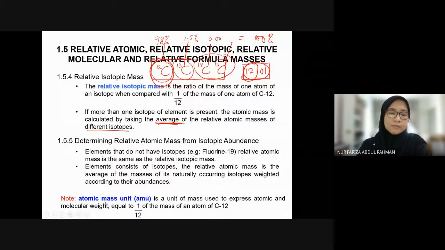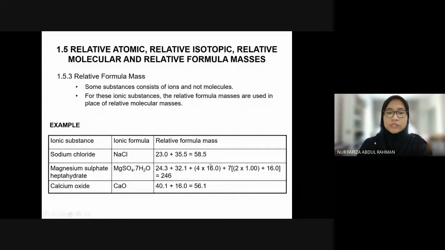So atomic mass unit, AMU, is a unit of mass used to express atomic and molecular weight, equal to 1/12 of the mass of an atom of carbon-12. So like what we have here. This is just to introduce to you how the relative atomic mass was determined.